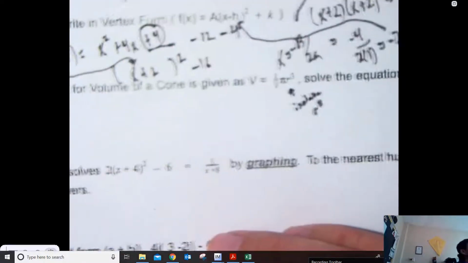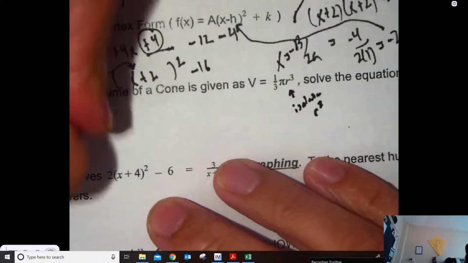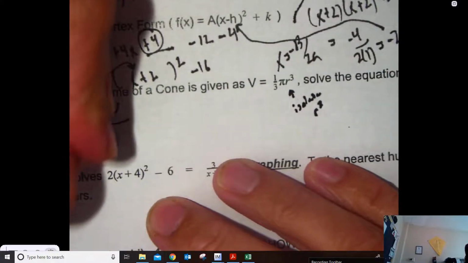There are two things that are attached to r cubed through multiplication, aren't there? What two things are attached to r cubed through multiplication? The 1/3. 1/3 and what? Pi, okay? So our first step is to divide out 1/3 pi.